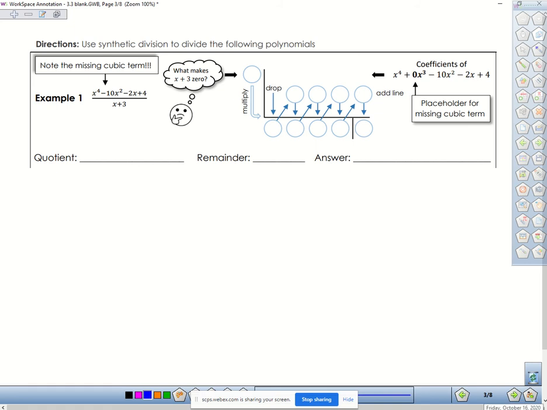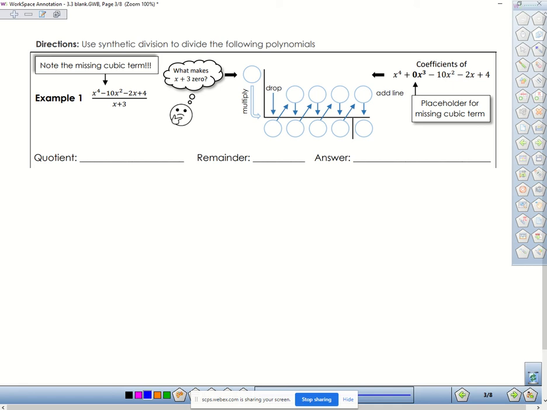So let's talk about how to do synthetic division and what synthetic division is. Synthetic division is a method that allows us to more quickly do long division with polynomials. Okay, so it's basically a faster way to do what we had learned about in the previous lesson 3.2. However, it does have its limitations.